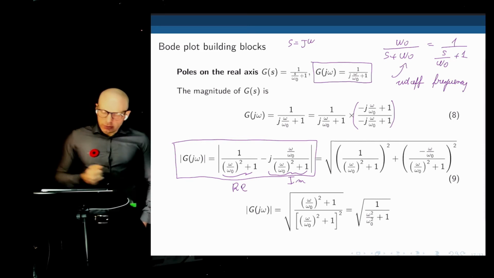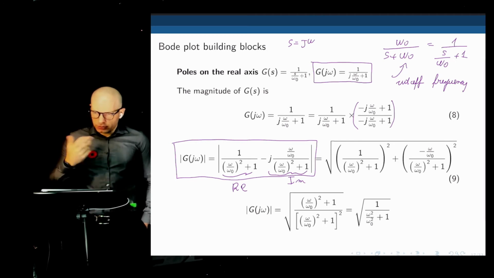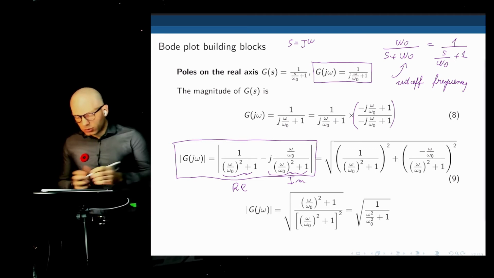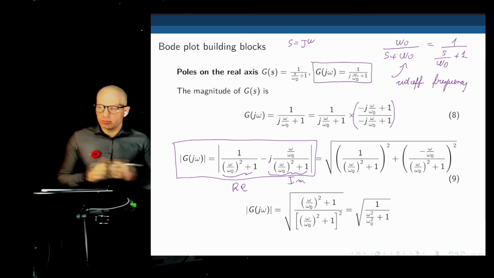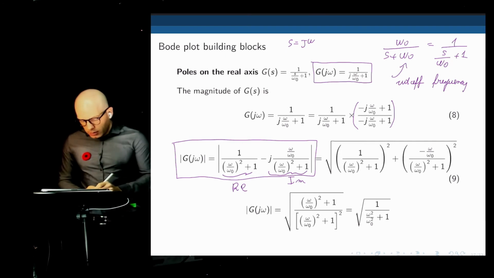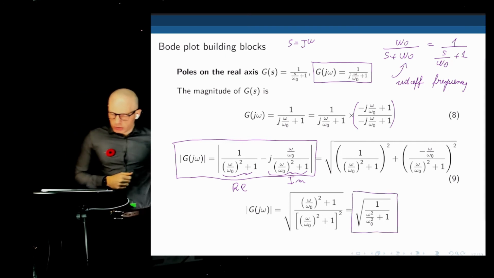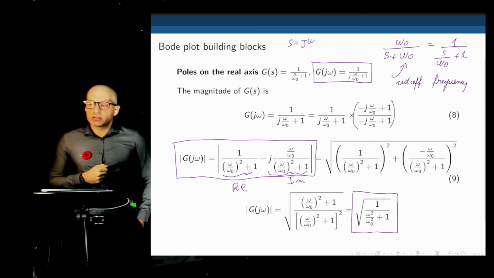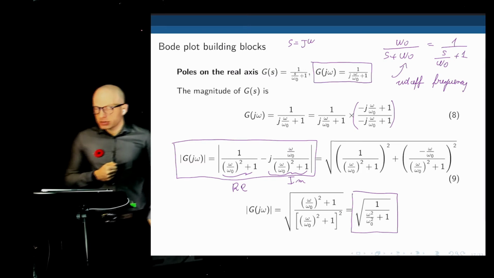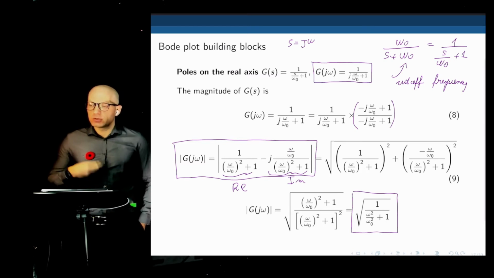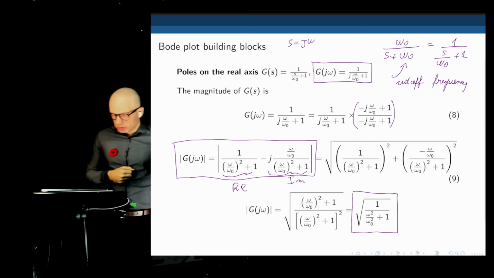And you can go through the derivation here, but it's just simple math. You can do that for practice later. It's a good exercise, but just to give you the final result: when you take the square root of the real part squared plus the imaginary part squared, here's what we get. The square root of 1 over ω squared divided by ω0 squared plus 1. Again, ω0 is the cutoff frequency, a constant that depends on the system characteristics. And ω is the frequency we are changing to do the Bode plot.